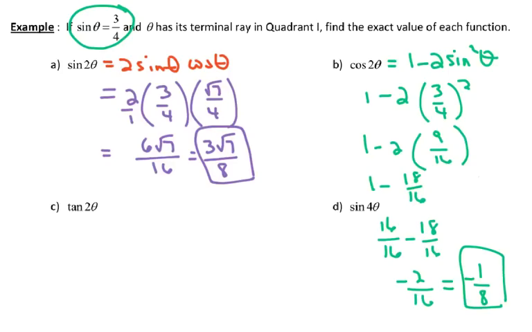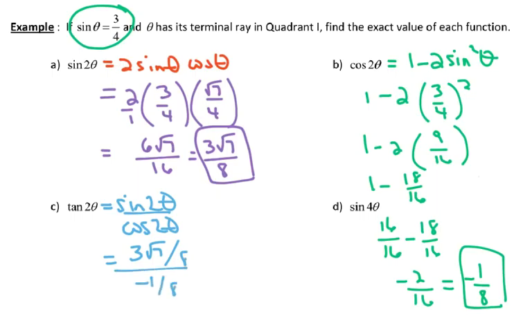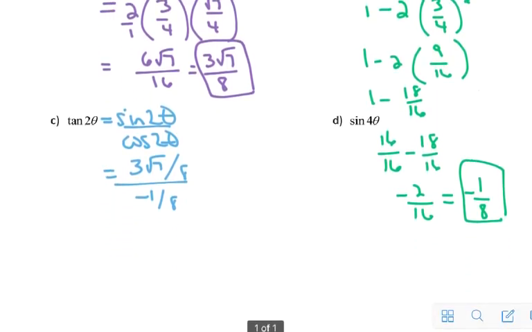To do the tangent of 2 theta, since tangent is sine over cosine, we'll do sine of 2 theta over cosine of 2 theta. And I already know those 2 answers. So we're going to do 3 square root of 7 over 8 divided by negative 1/8. This is that case where we're going to multiply the fraction in the numerator times the reciprocal of the 1 in the denominator. These cancel, and I'm left with 3 square root of 7 over negative 1, which is just negative 3 square root of 7.